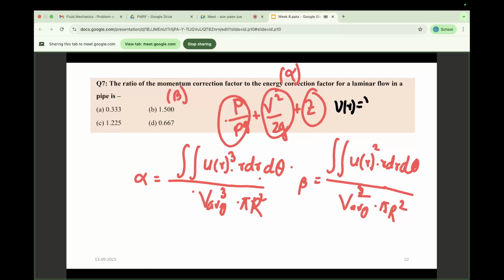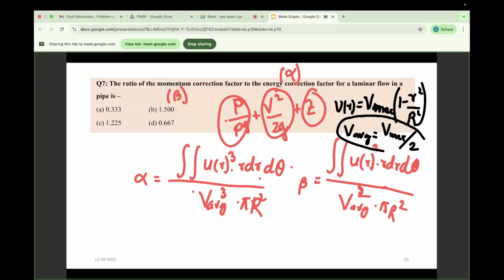The velocity V is V max into 1 minus r square by R square. And what is V average? We got it in the first question, it is V max by 2. So now you can solve this one. Please try to solve this one.